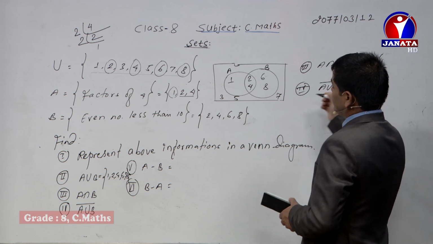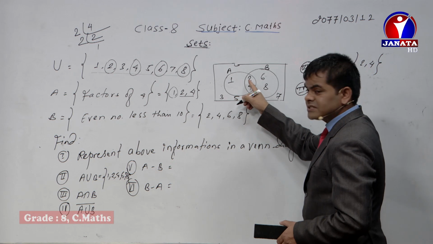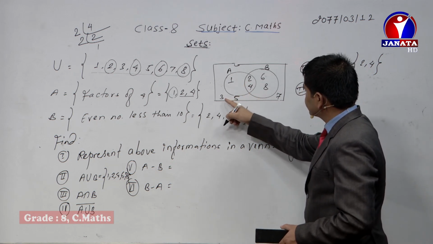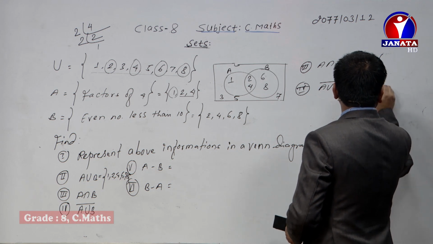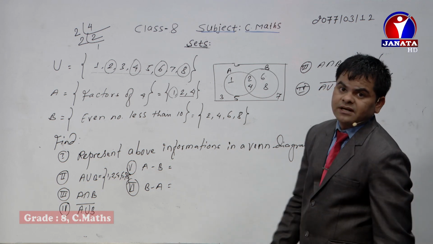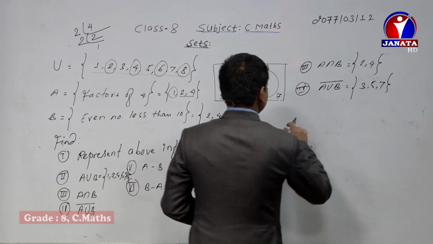So A union B complement, if you need to find out which are the elements outside of the circle but inside of the rectangle, they are 3, 5, 7. So these are the elements contained in set A union B complement.